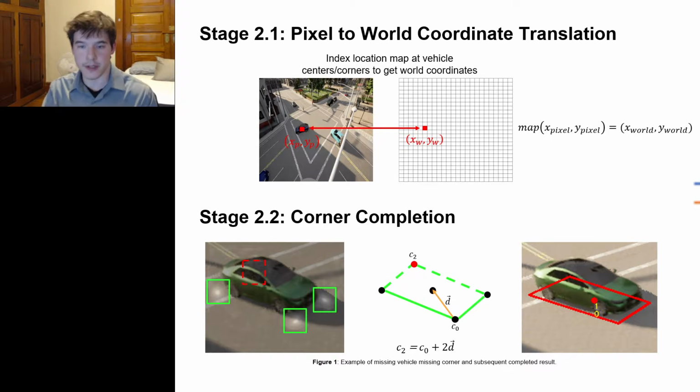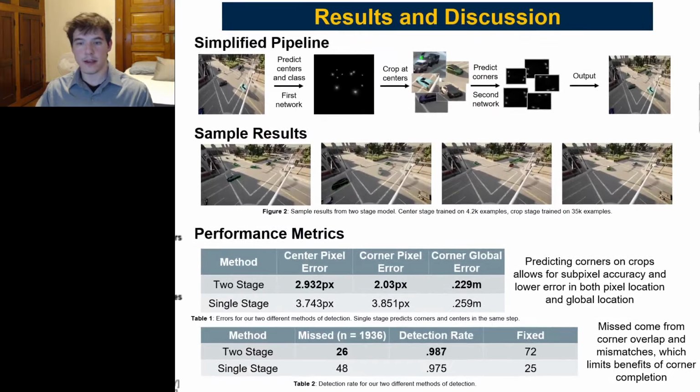The other thing we do is corner completion. So the second model will sometimes miss one vehicle corner but get the other three. And so in cases like that, we can use the opposite corner and the center to finish the bounding box and kind of salvage that detection. And so when you put all this together, it works pretty well, we found. So you can see some sample results there. Sorry, they're a little bit small.